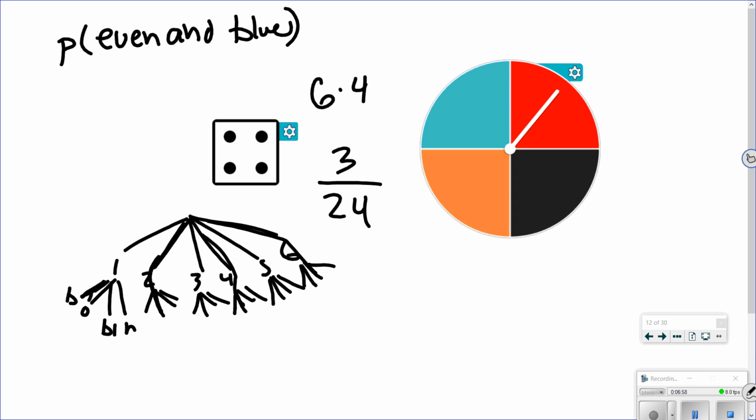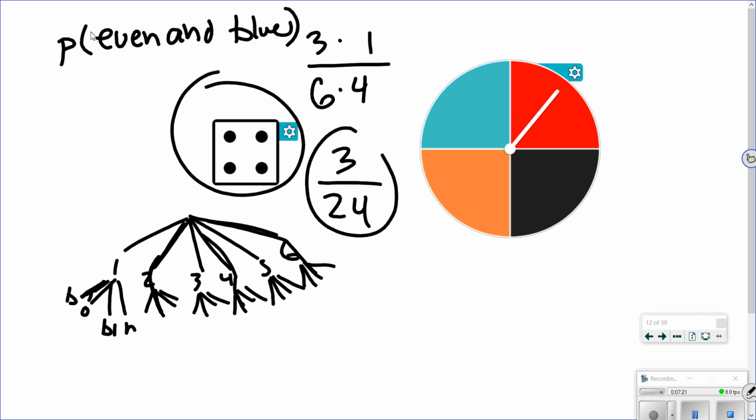Now what I want to point out is this. If I roll the dice, how many favorable outcomes are there? So how many evens are there? Well, 2, 4, and 6. There's 3 of them. Okay, and then I look at the spinner. How many favorable outcomes do we have there? Well, I want to get a blue, so there's 1, right? 1 out of 4. So that gives me my total, which is 3 times 1 is 3, right? There's 3 possibilities times 1 possibility. I get 3. 6 times 4 gives me 24.